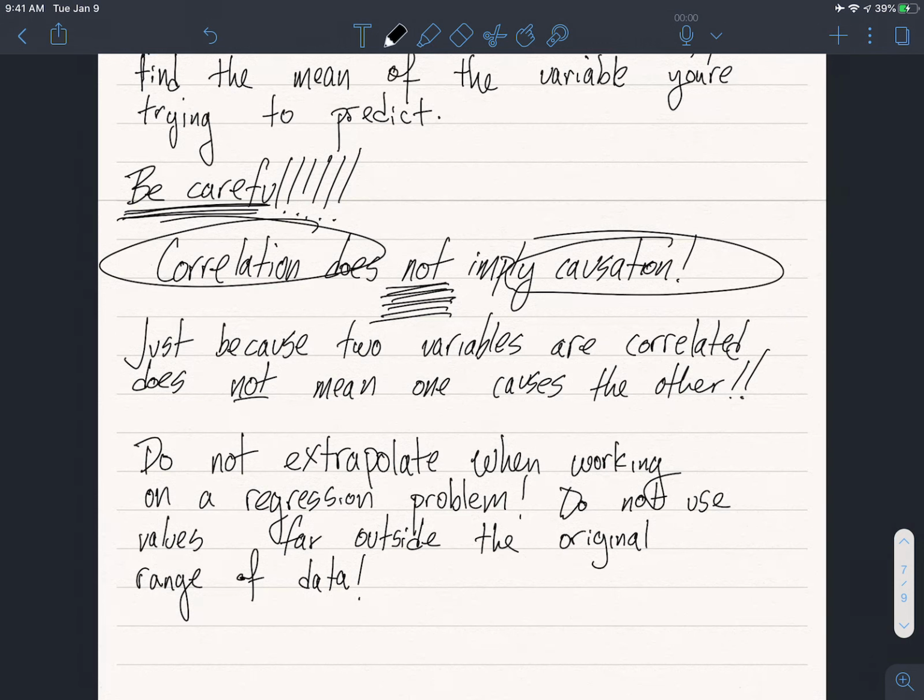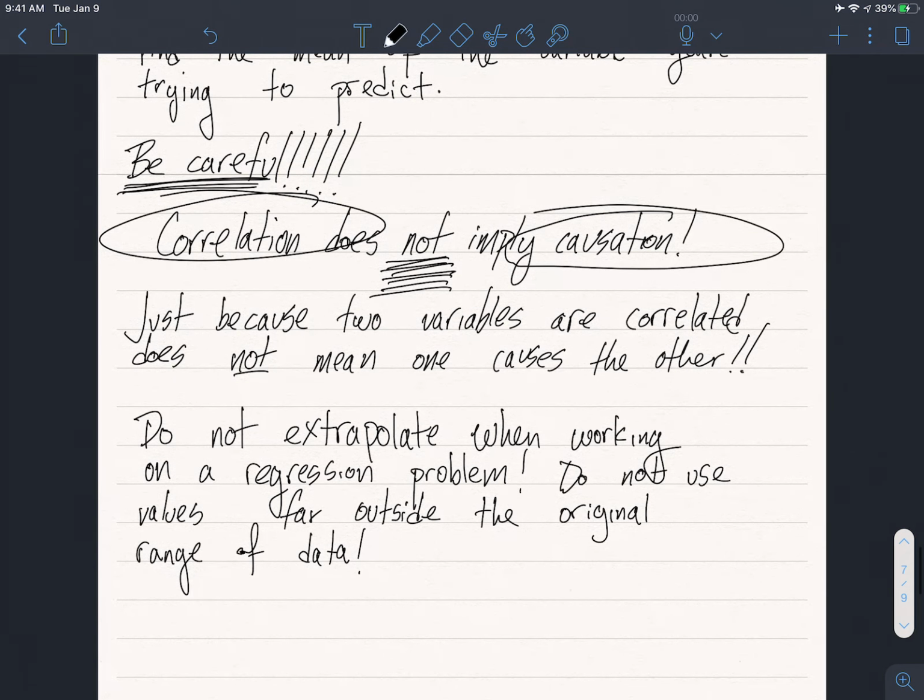Okay, so correlation does not imply causation is a famous phrase. It's pretty easy to understand. Just because two things have a relationship doesn't mean one causes the other. Being careful to not extrapolate might be a little harder to understand, but extrapolation means that you're going outside the original range of data, and things might get a little dicier after that.